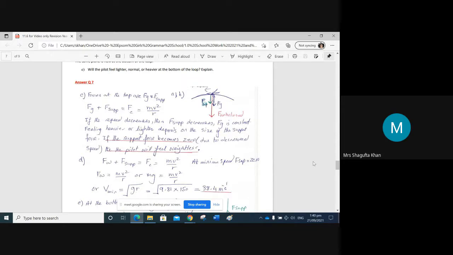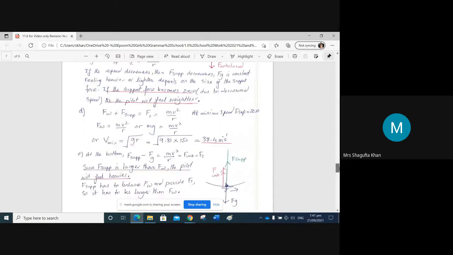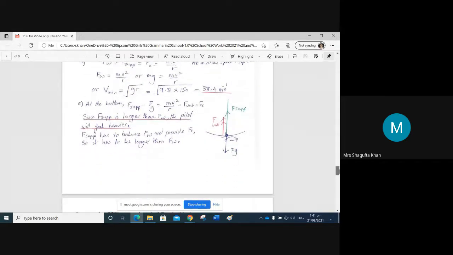Now, another thing is, over here at the top, if you were a pilot in this plane, what you experience is the support force. Okay, so if support force is less than Fg, you will feel lighter. And if this support becomes 0, then one will feel weightless. It will be like a weightless situation like in space. So these were the forces in a vertical circular motion.